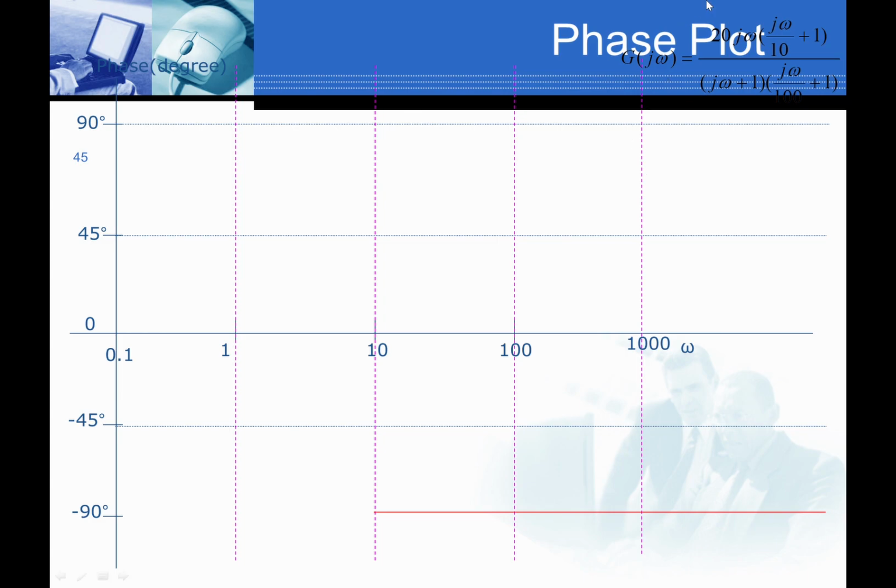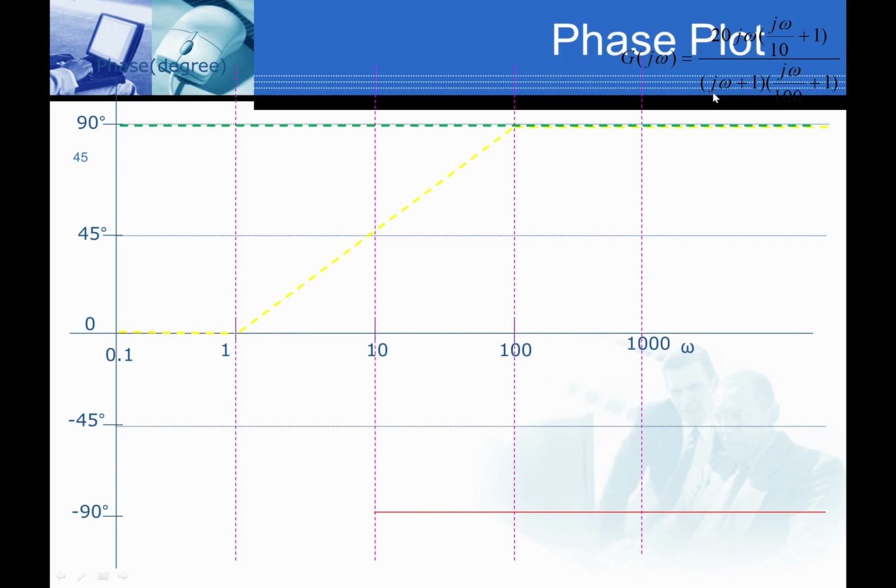Okay, for the phase plot, for constant 20, which is 0 degree, and then for the 0 at origin here, the phase plot is 90 degree, a straight line at 90 degree. And then for this 0 term here, corner frequency 10 must intersect with 45 degree here. So 1 decade before it becomes 0, 1 decade after it becomes 90, and after that it's a straight line here. Before this, a straight line at 0 degree.